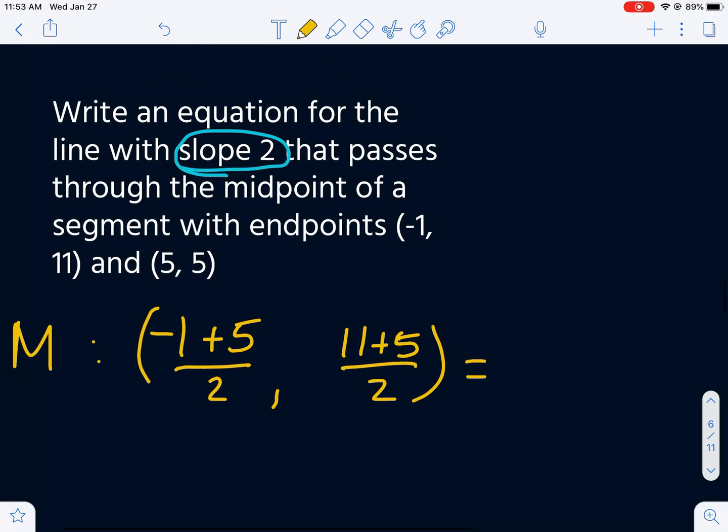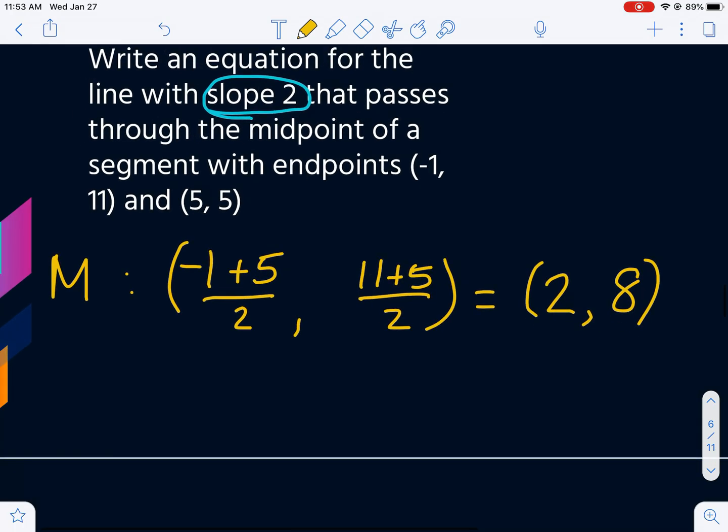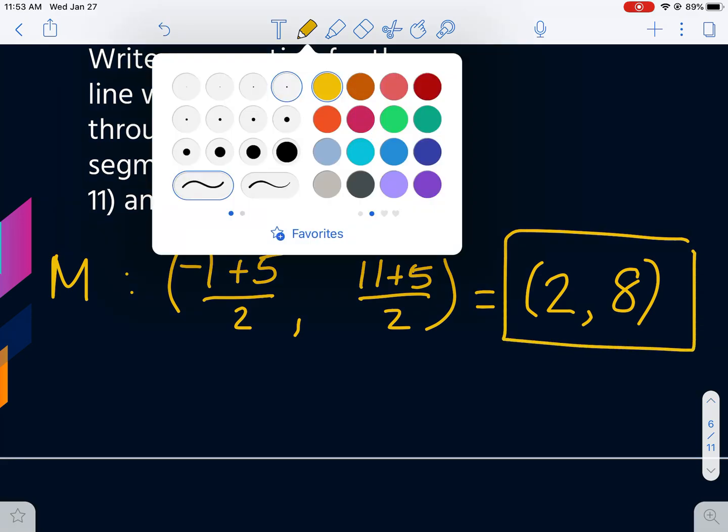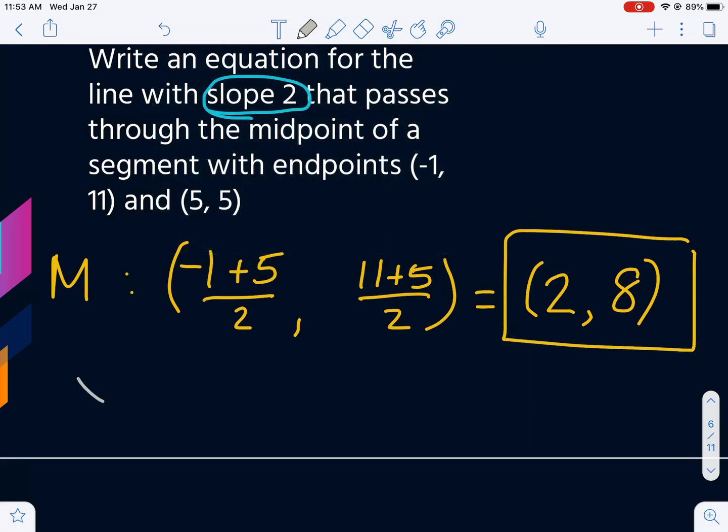Negative 1 plus 5 is 4, divided by 2 is 2. 16 divided by 2 is 8. I'm going to use this point and the slope that they give me and throw it into point-slope form.